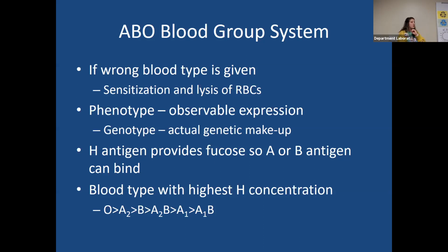So O will have the greatest amount of H concentration, followed by A2, because remember, our subgroups of A are very decreased in antigenicity, okay? So that's why A2 has the next highest amount of H substance. And then you'll have your B, and then A2B. A2B has a lower amount of H substance because you have both the A and the B sugar being added to the oligosaccharides on the cell membrane, okay? And then A1 and then A1B. Does that make sense to everybody?